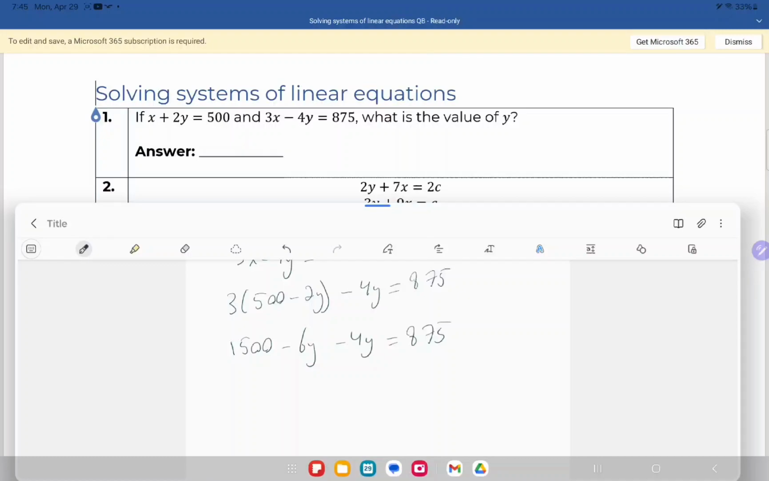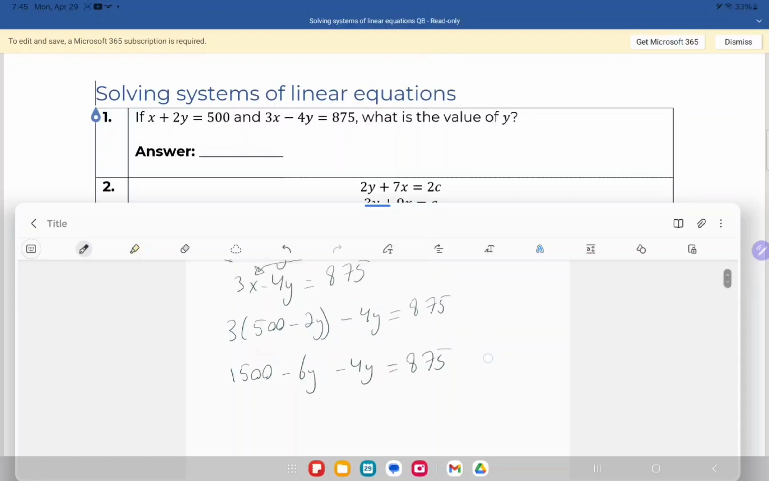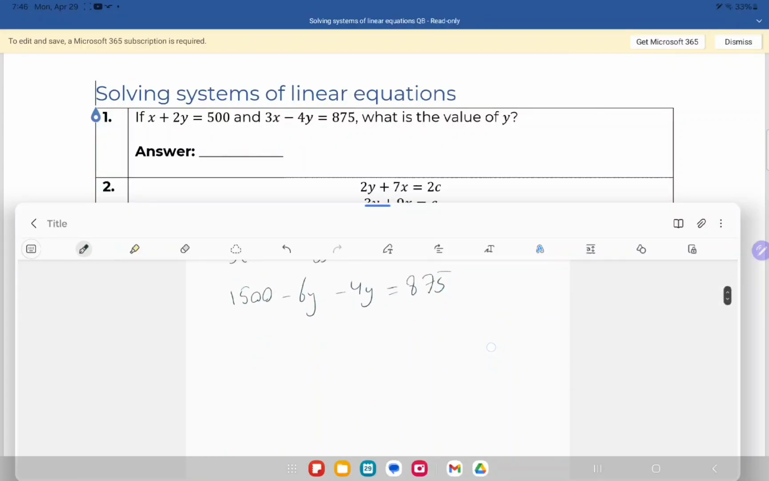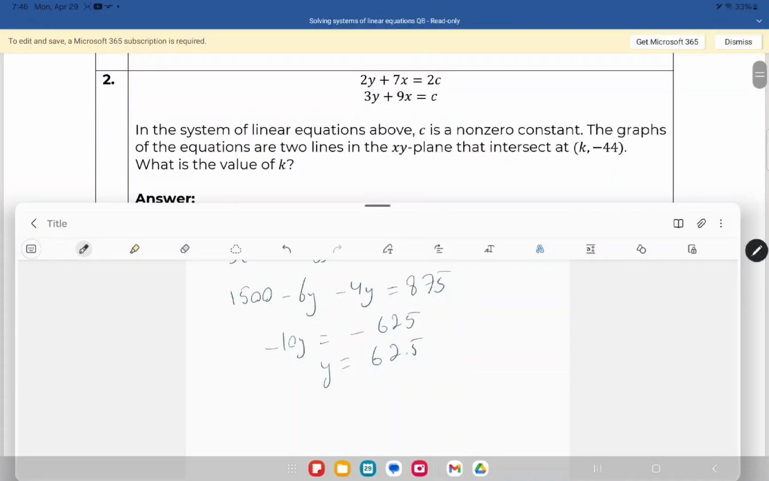Now this aligns perfectly with what I'm trying to do because I want to get y, and it's very convenient that I isolated x and now I'm just substituting. So minus 10y is equal to 875 minus 1500, which is minus 625. So y is equal to 62.5. So this is the first one.